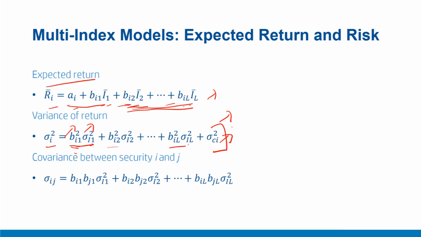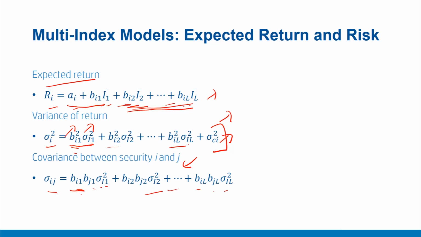Lastly, we have covariance between securities i and j, which is given as sigma ij equals bi1 into bj1 into sigma I1 square plus bi2 into bj2 into sigma I2 square and so on up till bil into bjl into sigma Il square. And again, it is also very similar to the single index model where we had only one term, which is bi1 into bj1 into sigma I1 square, and in a very identical and intuitive manner we have introduced the covariance terms for other indices.